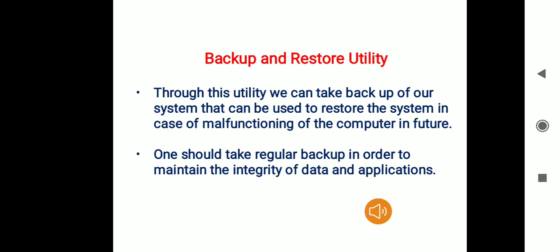The next type of utility software is the backup and restore utility. Now, why do you think we need this backup and restore utility? Now see, if we have confidential data in our system, sometimes it is desirable to take a backup of such confidential data for security reasons, so that in case the computer system malfunctions in the future, the backed up data can be restored again.